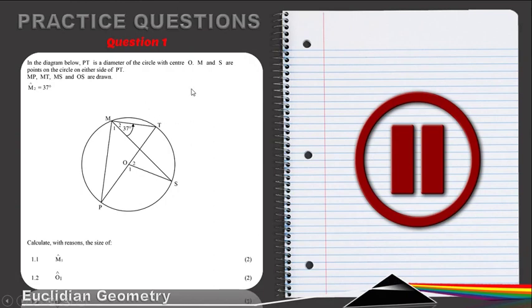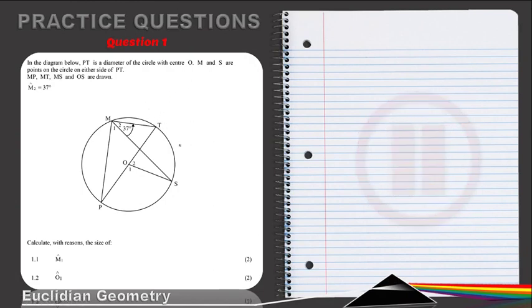Okay, so for question 1, in the diagram below, PT is a diameter of the circle with center O. M and S are points on the circle on either side of PT. And then MP, MT, MS and OS are drawn. So M2 is 37 degrees. Calculate with reason the size of angle M1. So for angle M1, it's over here.